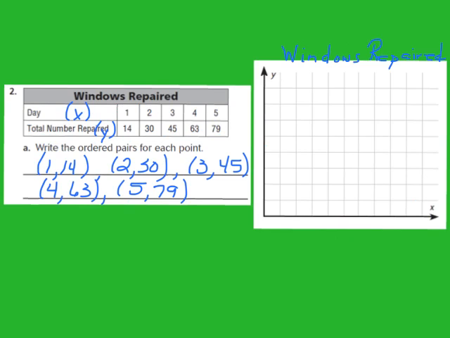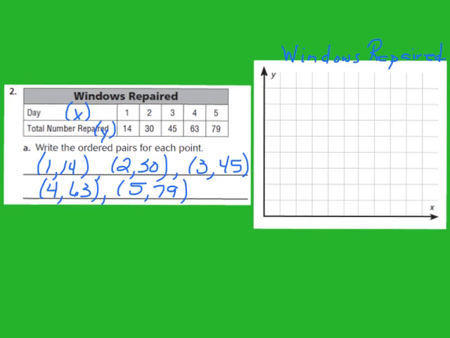Now our next step is going to be this. We now need to label each axis. So we're going to label the x-axis, and we're going to label the y-axis, or the vertical axis, as well. Now when I look back at my table, what I notice is this. I know that we have the days labeled as the x, so what I'm going to do is label the x-axis as days. And then I also noticed that we have the total number repaired as our y. So going up the y-axis, we're going to label that as total number repaired.